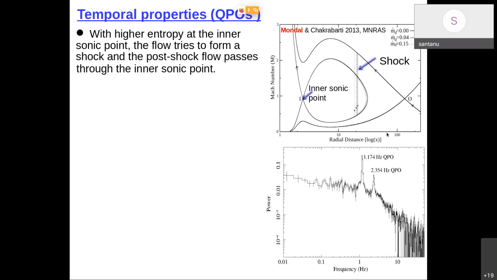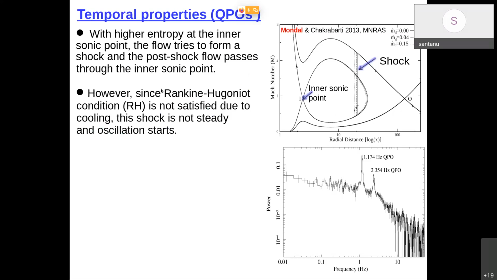So what happens? As we know, at the shock there can be a jump in pressure, velocity and density, and the shock can also generate entropy. So if the entropy at the inner sonic point is higher than at the outer sonic point, then the flow must pass through the inner sonic point. However, since the Rankine-Hugoniot condition is not satisfied due to cooling, this shock is not steady and oscillation starts.